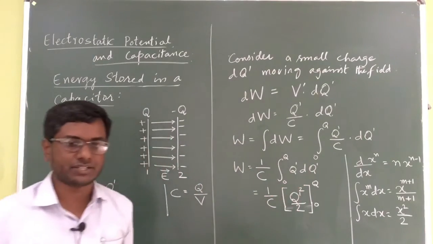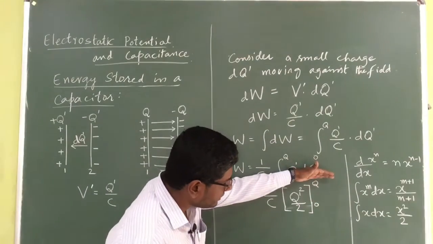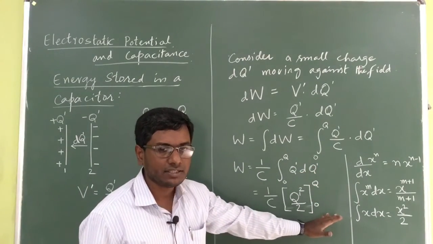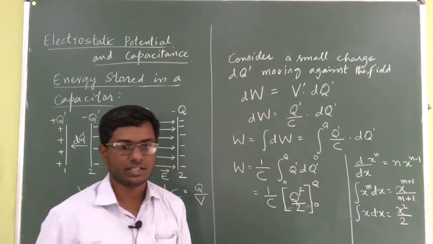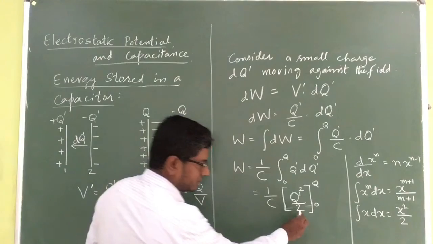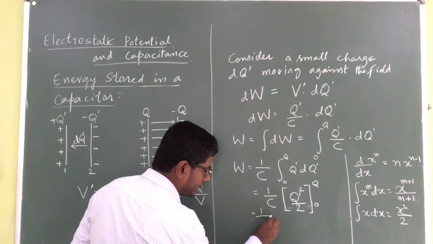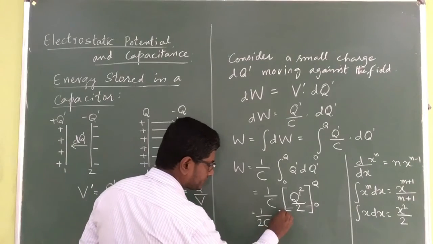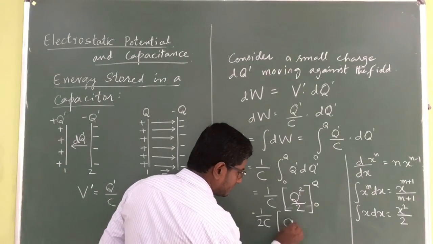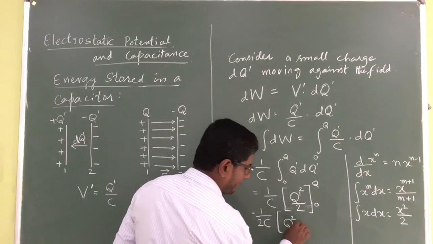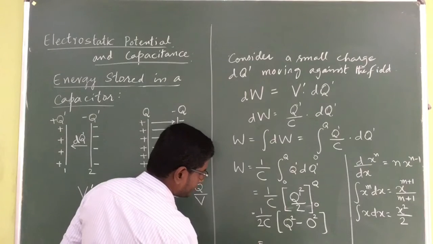Now applying the limits. How are the limits going to be applied? It is always the final situation minus the initial situation. In this case, the final charge minus the initial charge. So this 2 is a constant, I can take it out with this C, so it is going to become 1 by 2C. And in the bracket, what I am going to get is the upper limit, that is Q square, minus the lower limit, which is 0 square. And that completes my derivation.